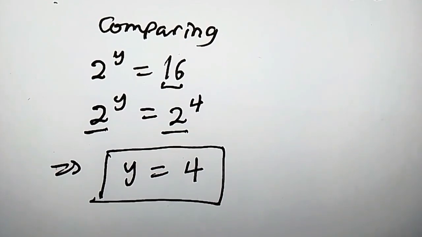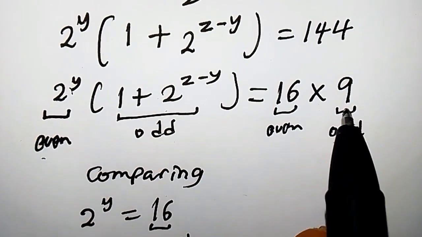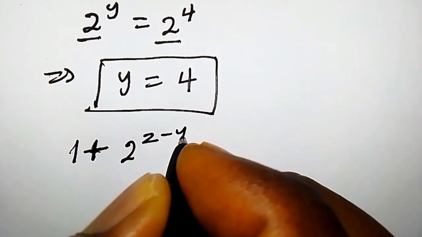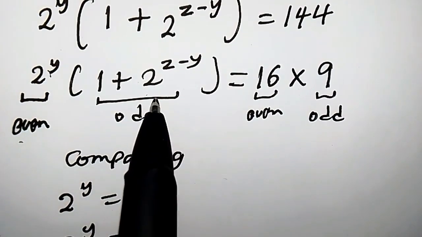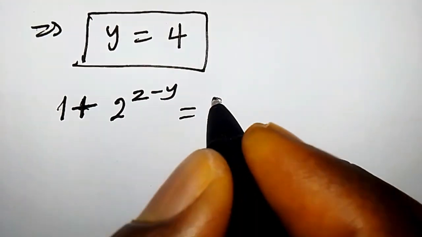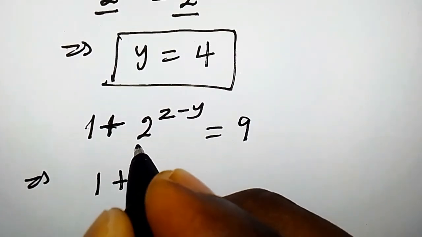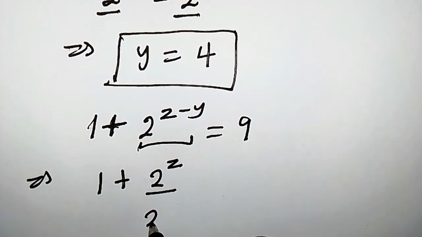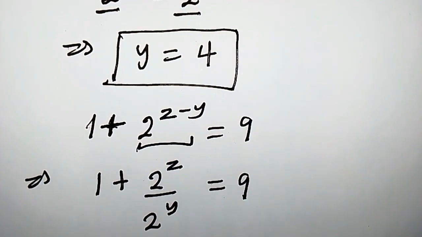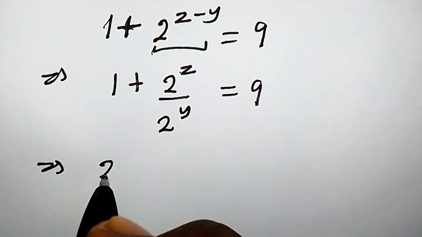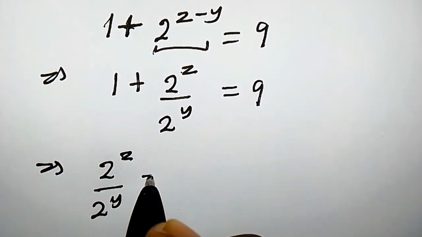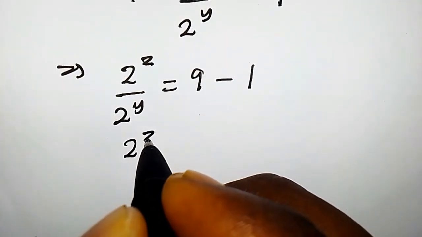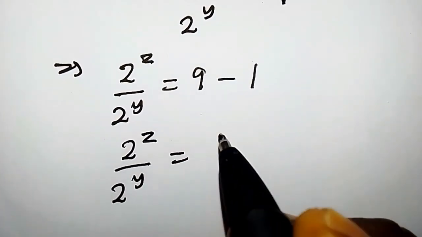Now let us compare the odd part. This term, 1 plus 2 to the power of z minus y, equals 9. 1 plus 2 to the power of z minus y is the same thing as 1 plus 2 to the power of z over 2 to the power of y, equals 9. Which implies that 2 to the power of z over 2 to the power of y is equal to 9 minus 1 when we transfer this constant to the right hand side. So 2 to the power of z over 2 to the power of y is equal to 9 minus 1, that is 8.